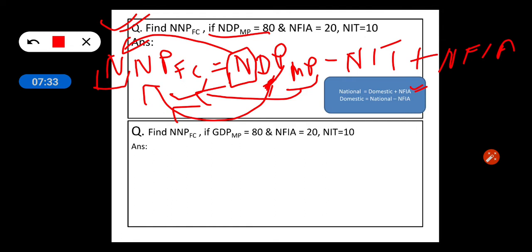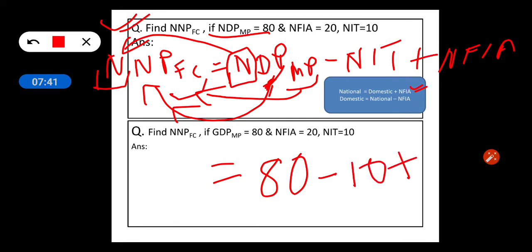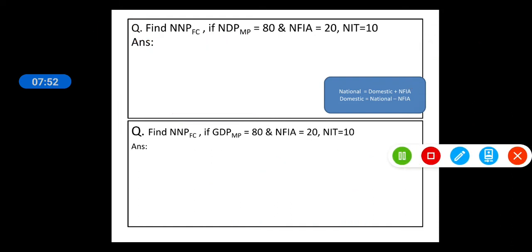NFIA. Now let's put the value. NDP at MP is 80, your value of NIT is 10, and your value of NFIA is 20. So you get the answer 90. I hope you're clear. Now let's solve the second one.